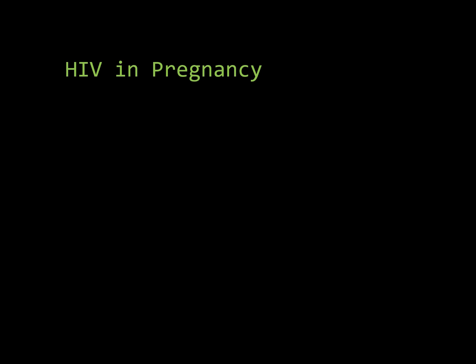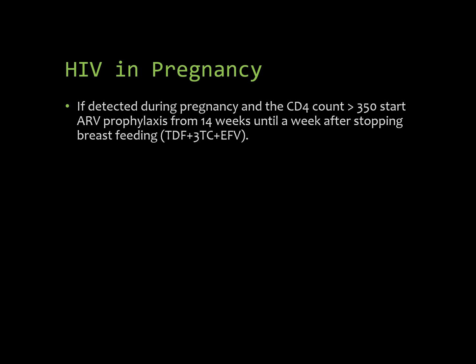HIV in pregnancy. Many antiretrovirals are teratogenic, so we need to be careful while selecting the regimen. If HIV is detected after 14 weeks; before 14 weeks it is advisable to terminate pregnancy. After 14 weeks, if the CD4 count is greater than 350, the ARV prophylaxis combination should be TDF, 3TC plus efavirenz.